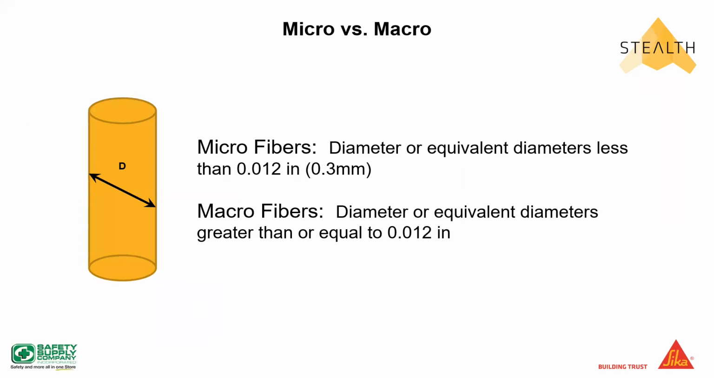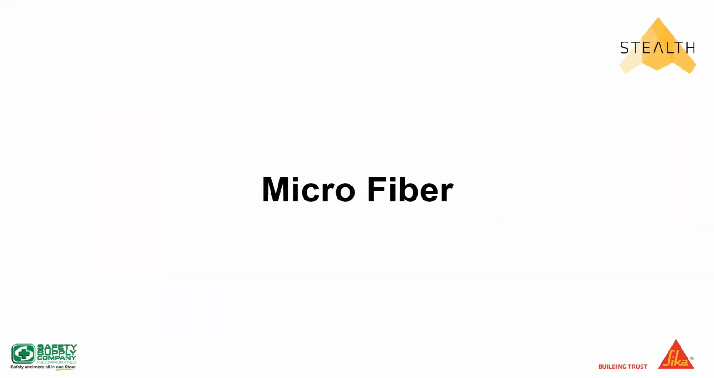As far as your micros versus your macros, your micros are very, very fine fibers. They don't tend to be big in diameter at all, actually very, very small in diameter, and not near the length of the macro fibers. So I just wanted to share that with you as well.